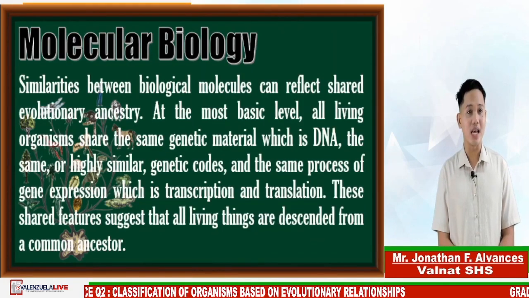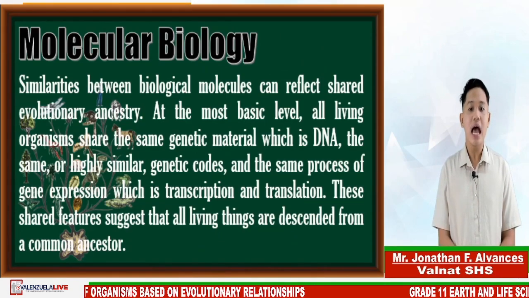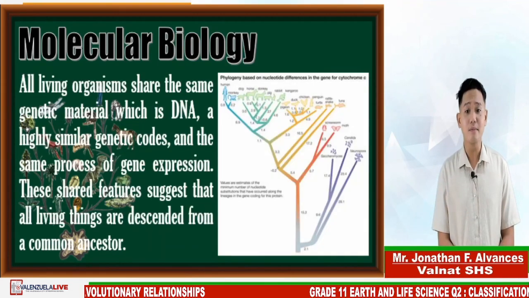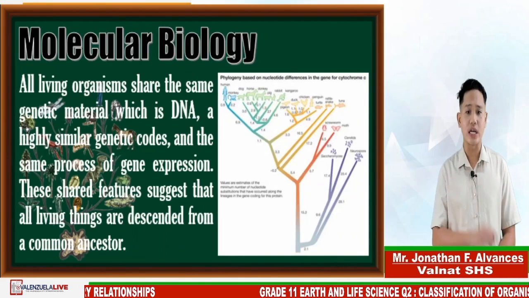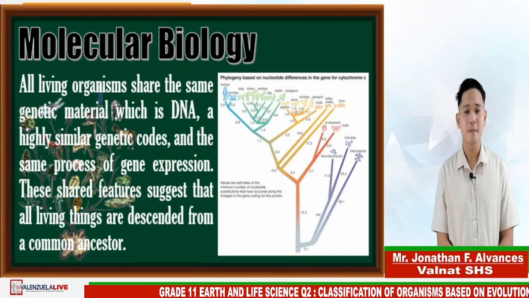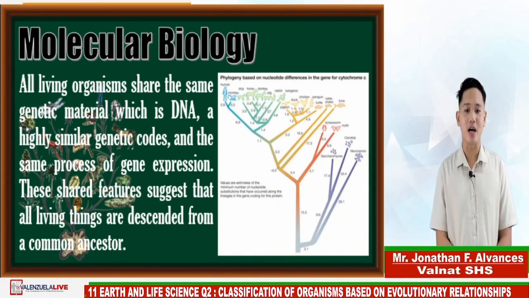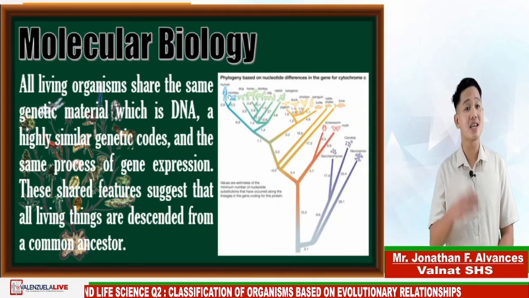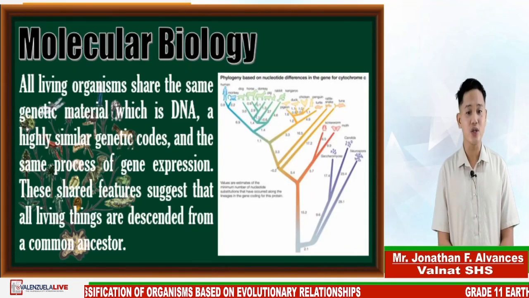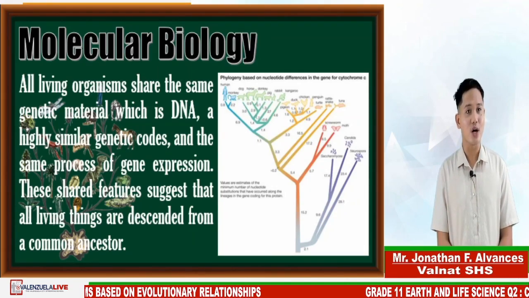Last is molecular biology. Similarities between biological molecules can reflect shared evolutionary ancestry. At the most basic level, all living organisms share the same genetic material, which is DNA, the same or highly similar genetic codes, and the same process of gene expression, which is transcription and translation. These shared features suggest that all living things are descended from a common ancestor.